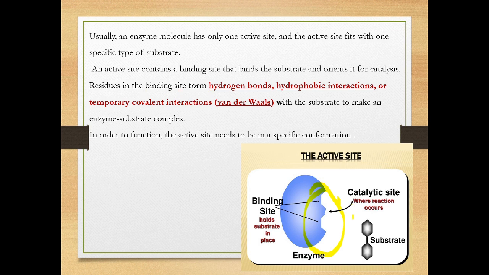And how does it? So this is a substrate, this binds here, and what are the bonds that help in binding? There will be hydrogen bonds, hydrophobic interactions, or temporary covalent interactions like van der Waals forces with the substrate to make an enzyme substrate complex. So this substrate combines with the enzyme to form an enzyme substrate complex. So what are the forces that help to form an enzyme substrate complex? It is the hydrogen bond, hydrophobic interaction, and temporary covalent interactions.